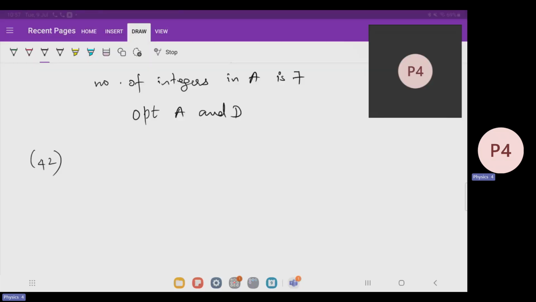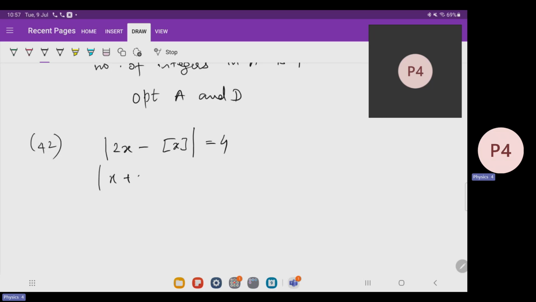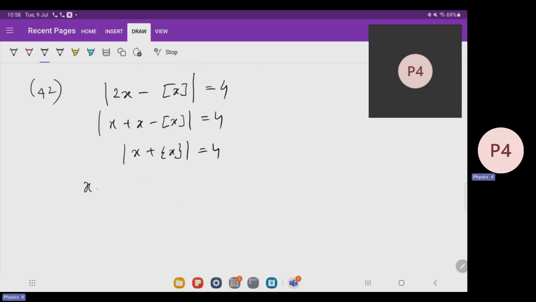Box x is the greatest integer less than or equal to x. We have to find the number of real solutions for the equation magnitude of 2x minus greatest integer of x equal to 4. We know x minus greatest integer of x is the fractional part of x. So this becomes x plus fractional part of x is equal to 4, or x plus fractional part of x is equal to minus 4.